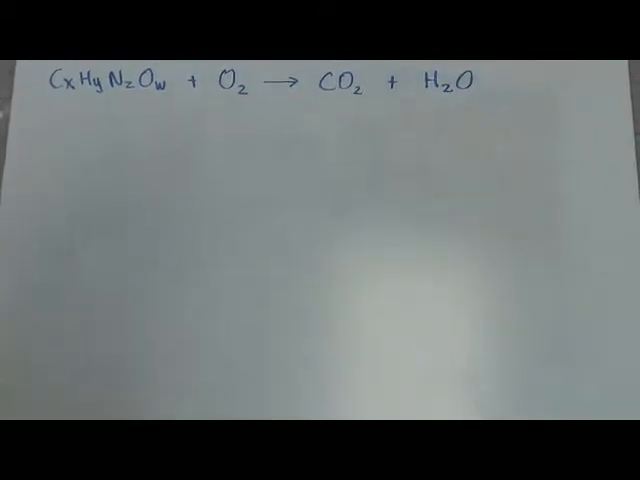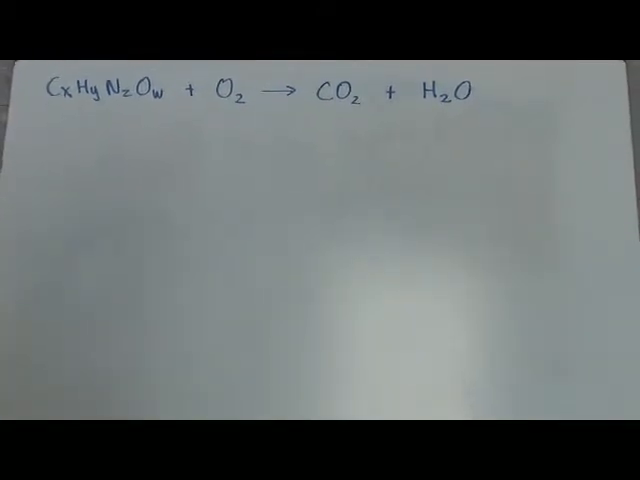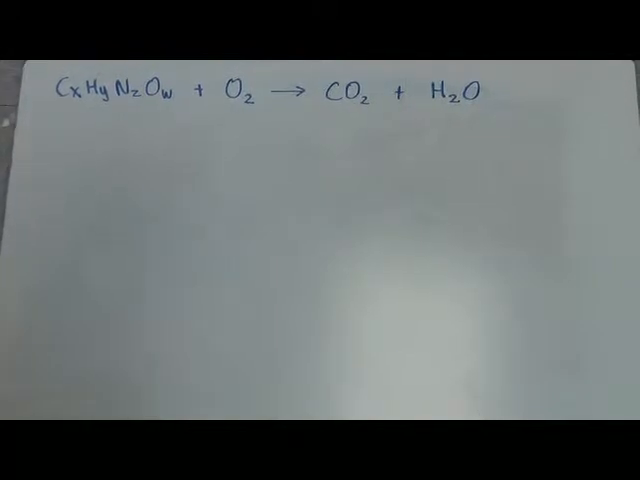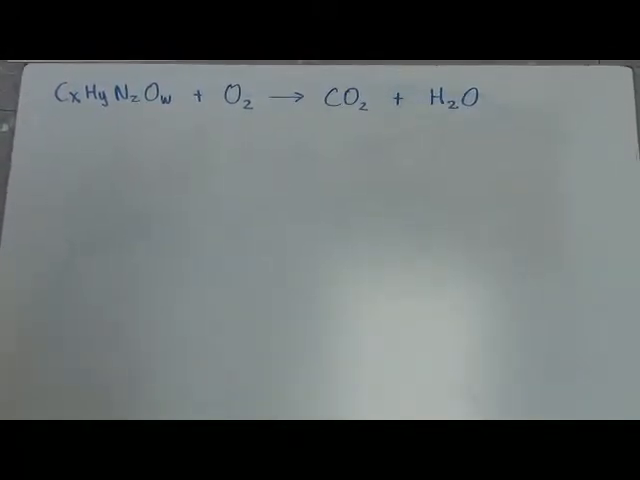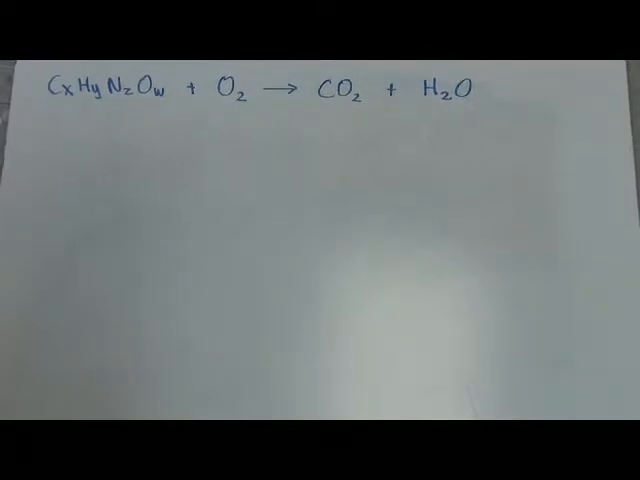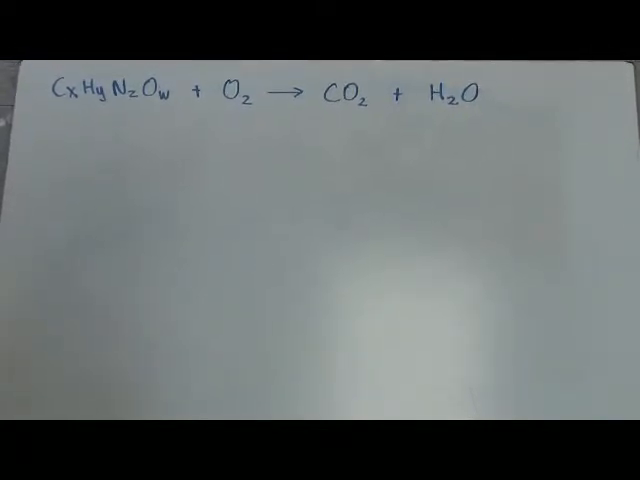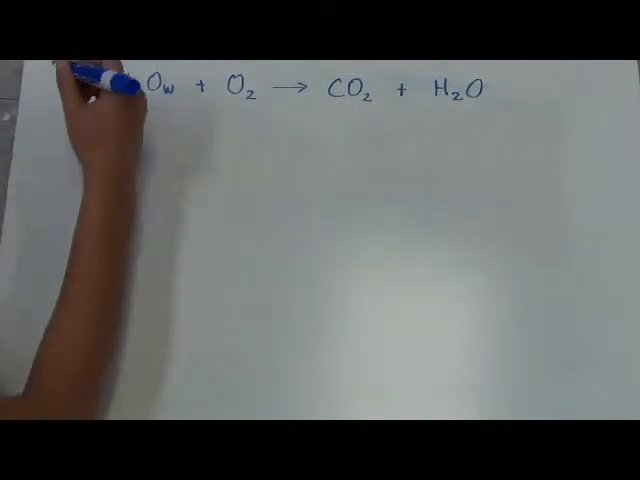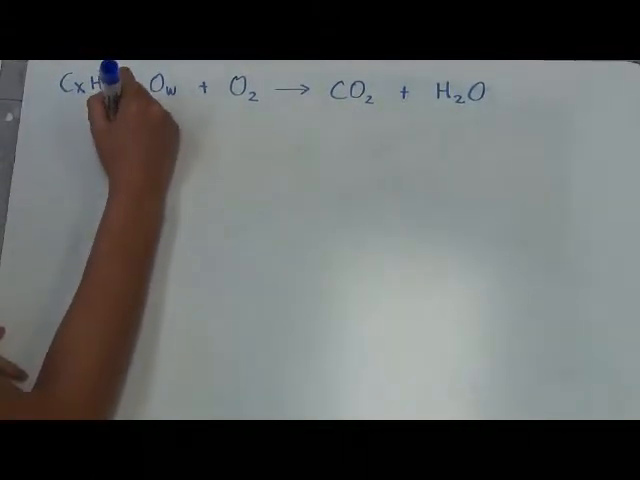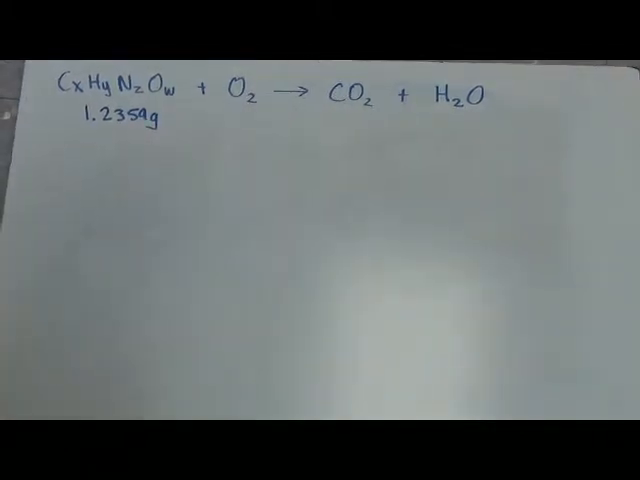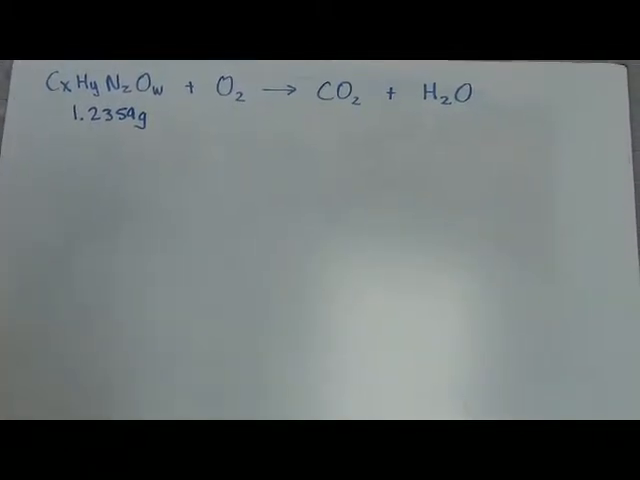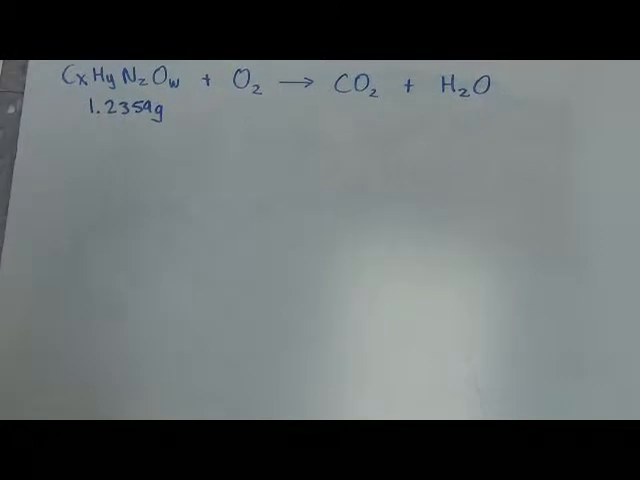Class. Today we will be doing the 2006 AP Chemistry free response question number 3. So let's read part A. A compound containing the elements C, H, N, and O is analyzed. When 1.2359 grams of this compound is burned in excess oxygen, 2.241 grams of CO2 is formed.